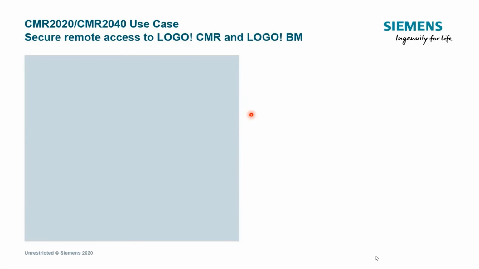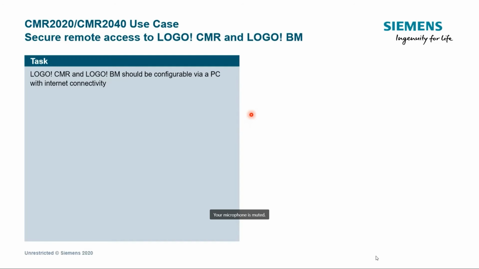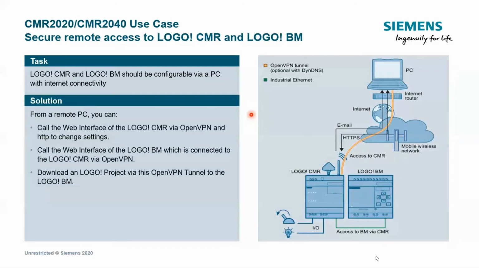Let's see an application example of the CMR so you can have the full picture here. Suppose that we want this CMR and the LOGO logic module to be configured via a computer which is remotely located over the internet. So this is how it will look. This is the LOGO logic module, this is the CMR, and they are connected over Ethernet, located in the same location. And this one has a GPS antenna and a mobile antenna.